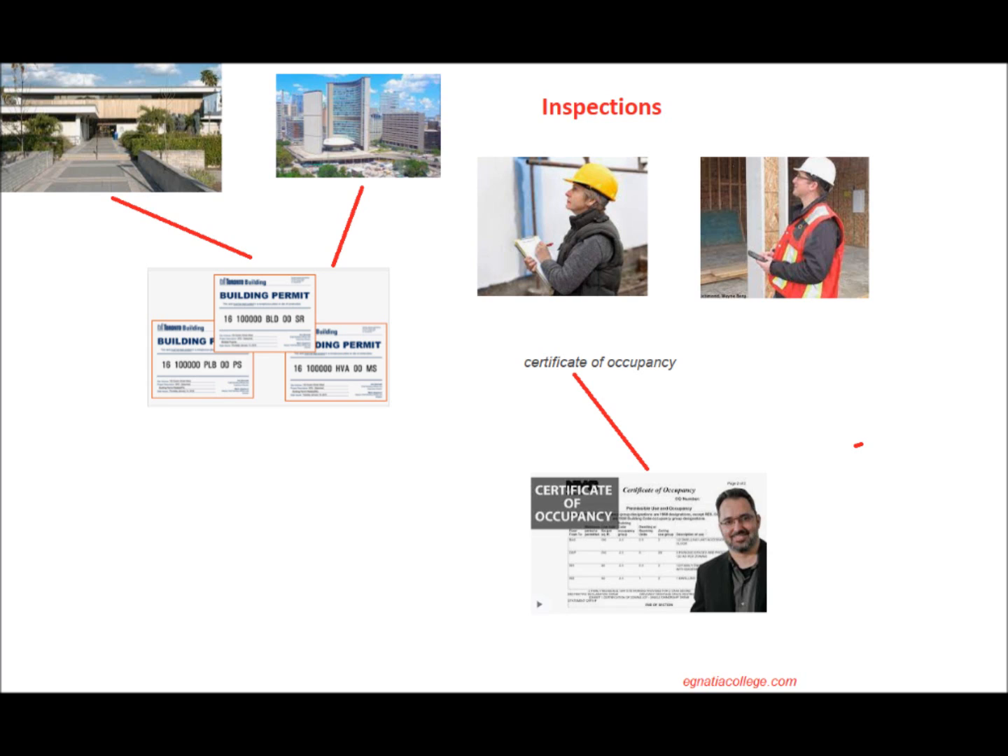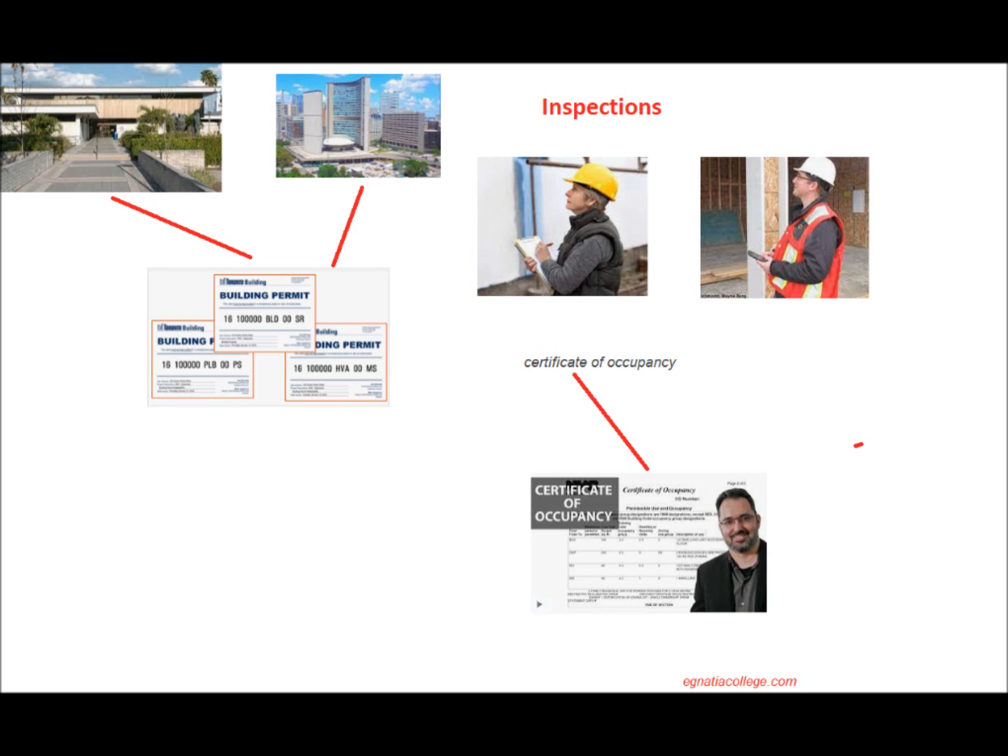This certificate is not issued until the building department is satisfied that the construction has been completed according to the local code. The certificate of occupancy is usually issued after a final inspection by the building inspector. The owner is not permitted to move into the new building until the certificate of occupancy has been issued.